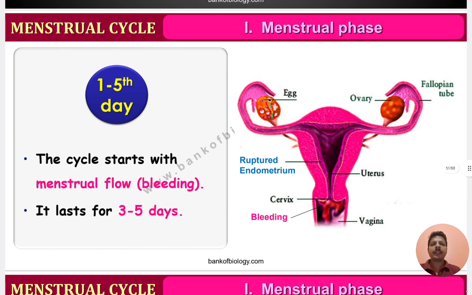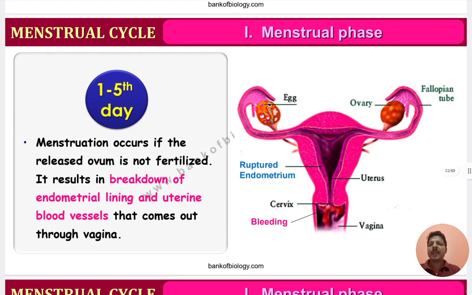Here, first of all, day 1 to 5. The cycle starts with the menstrual flow or bleeding. It lasts for 3 to 5 days, or in some sources it is given as 5 to 7 days. And what happens in this time? The endometrium ruptures and the blood comes out through the cervix and vagina.